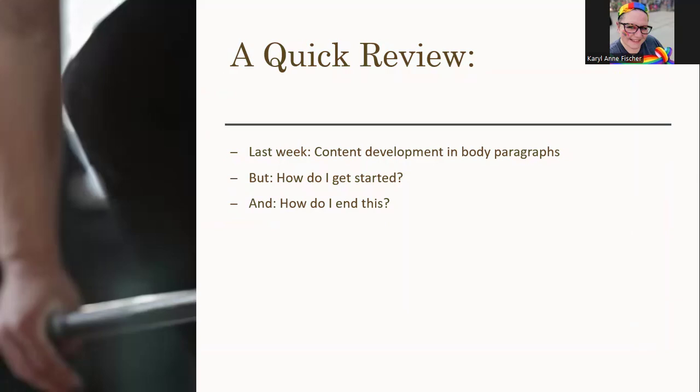This week we're going to focus on how to get started and how to end this. A lot of this may look familiar from paper 2 when we talked about introductions and conclusions, but the thesis statement is different and the rest of it will serve as a pretty good reminder.